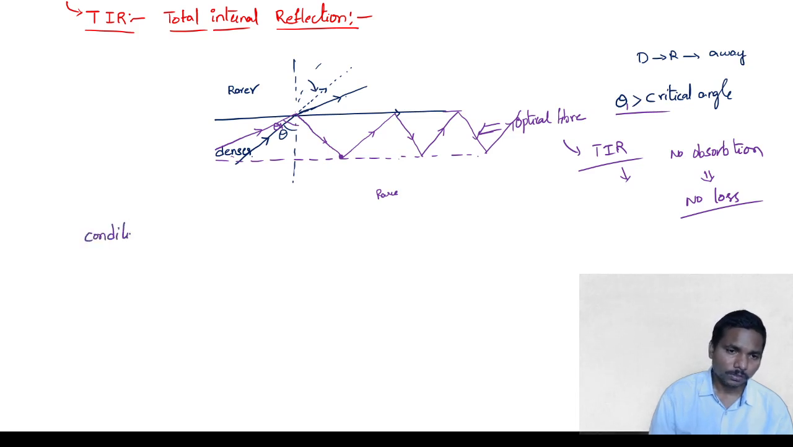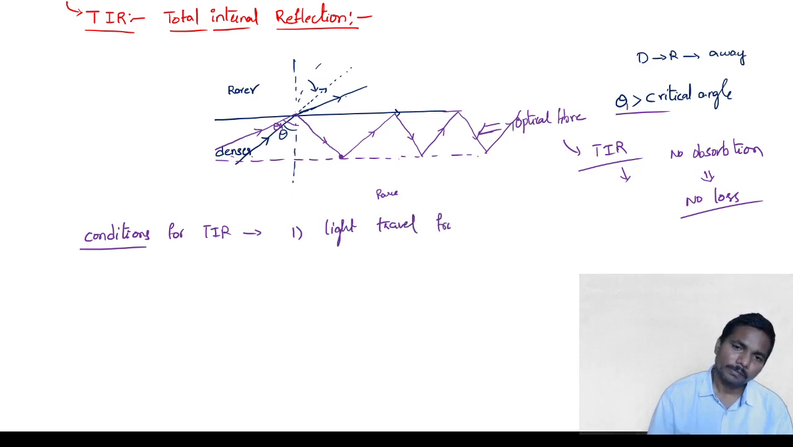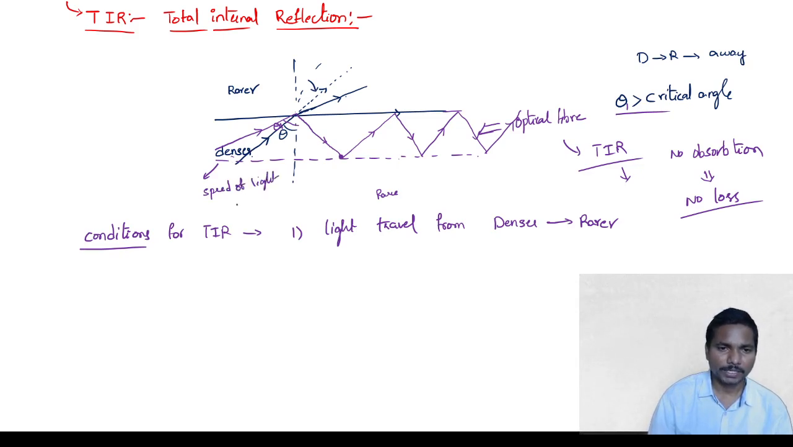The conditions for total internal reflection. We have two conditions. First one, light has to travel from denser medium to rarer medium. So we know very well what denser is. Denser medium means the medium in which the speed of light is less. Rarer medium means the medium in which the speed of light is more.